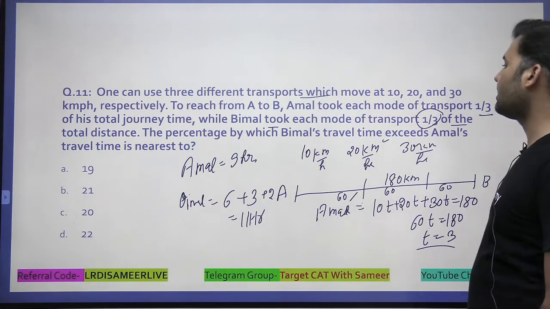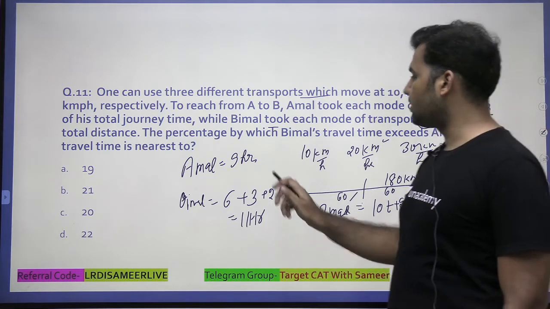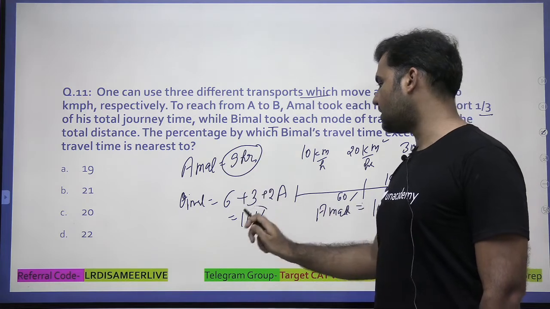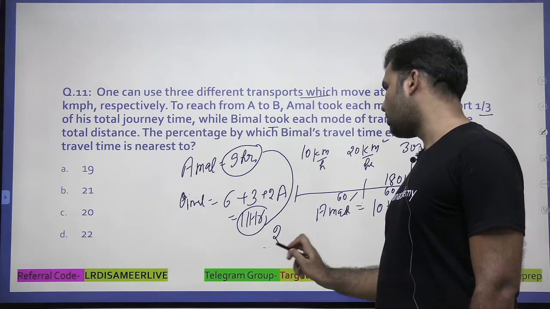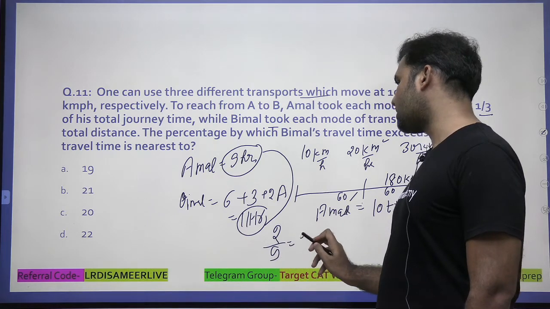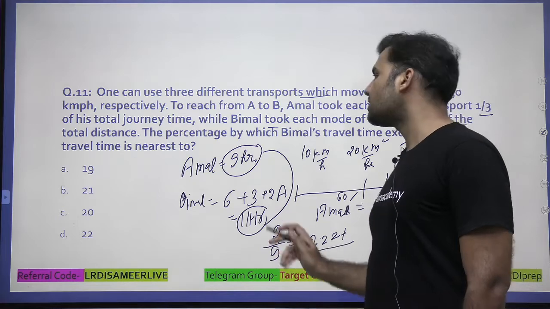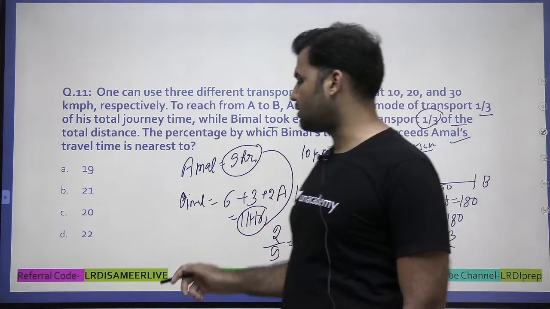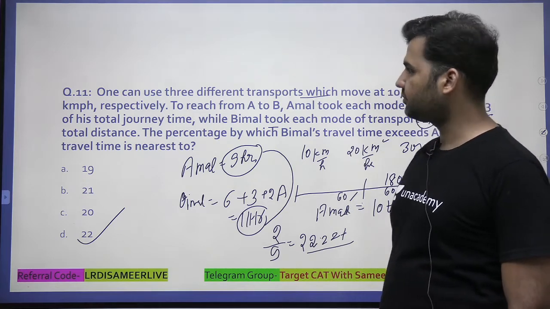What we are supposed to find out is by what percentage the time of Bimal exceeds that of Amal. So Amal is taking 9 hours, Bimal is taking 11. So you can see that Bimal's time is 2 hours more than Amal, 2 by 9, which is 22.22. And because we are not supposed to find the exact answer, we are supposed to find what this is nearest to. It's nearest to 22. That would be the correct answer. D is the correct answer.